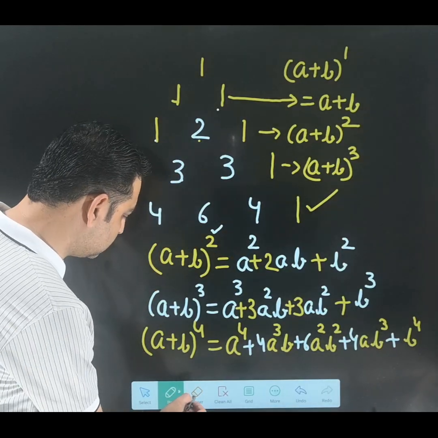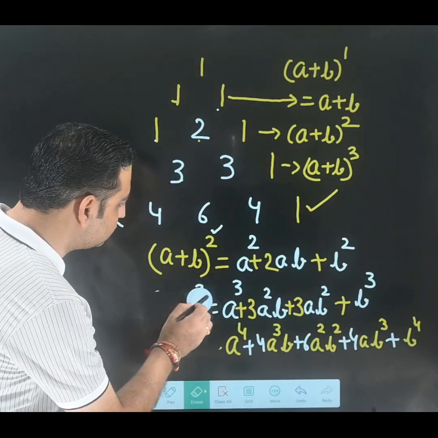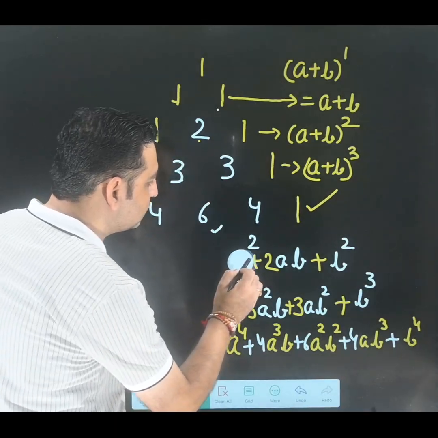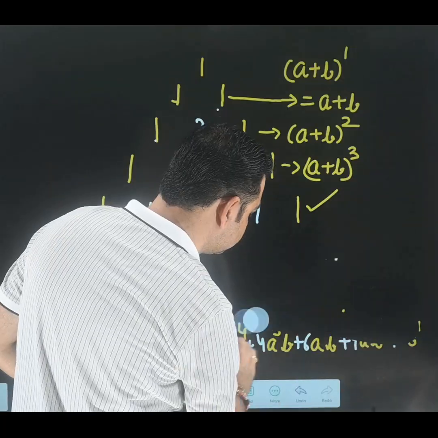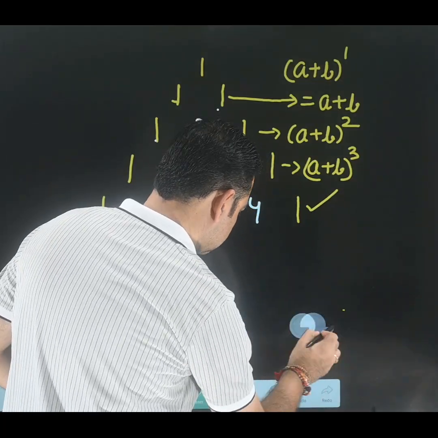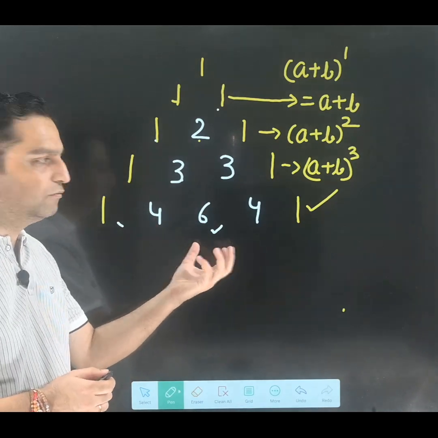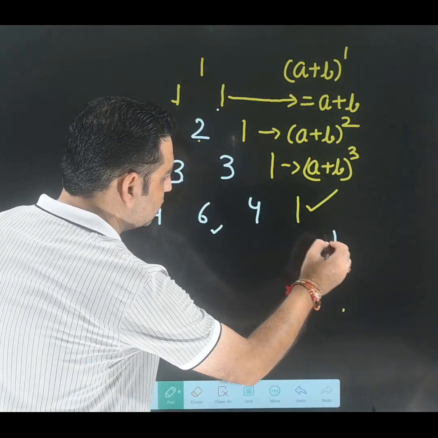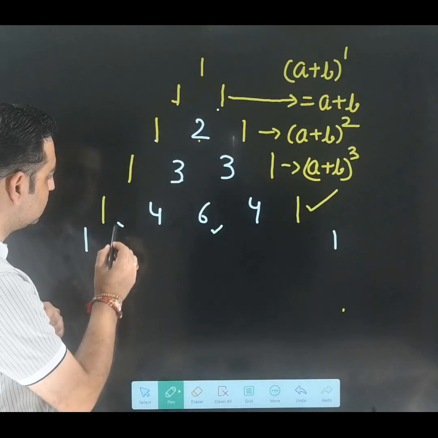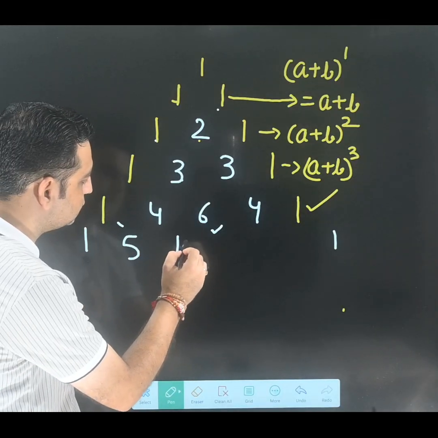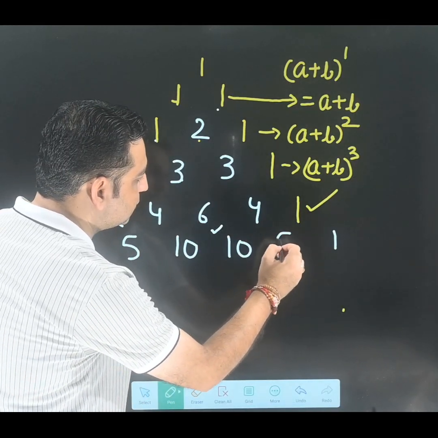And it is not the end. If you want to write a plus b power 5, we can write it very easily. You just have to add 1 1 on the right side of it. Add 1 here, 1 on this side. 1 plus 4 is 5, 6 plus 4 is 10, 6 plus 4 is 10, 4 plus 1 is 5.